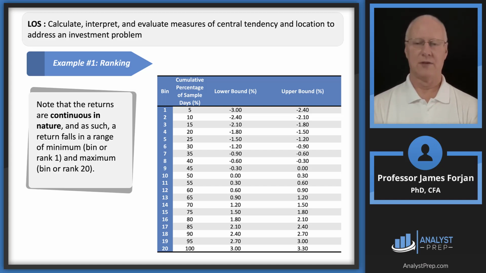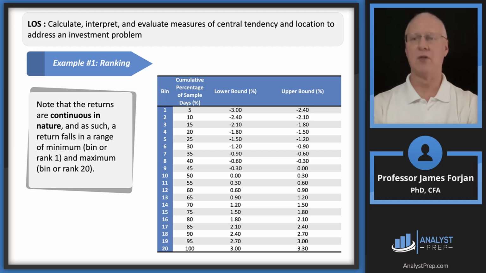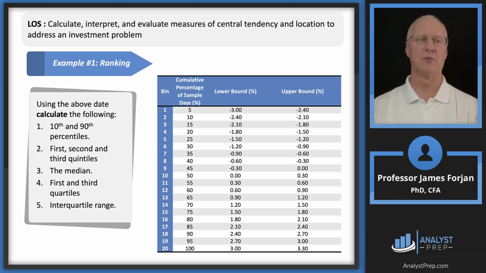Now, a couple of things to note here is that the Institute emphasizes that these returns are continuous in nature. And so a return that falls in the range of a minimum, it's going to be in the 1, and the maximum, it's going to be in the 20. So we just arrange it so that you can throw those all into each one of those bins. All right, so let's take this data and let's do 5 questions. So here are really, really good 5 questions for the exam. Can't imagine that you would get all 5 of these, but you know what? If you know all 5, then you can do 2 of them.